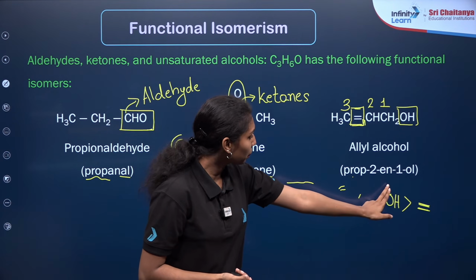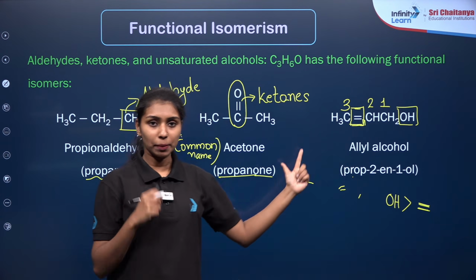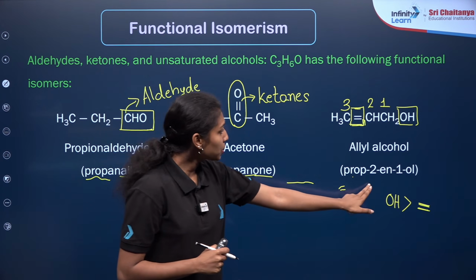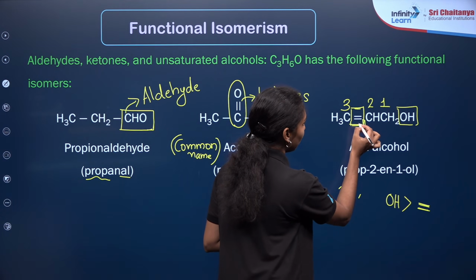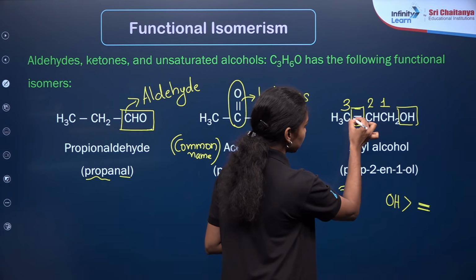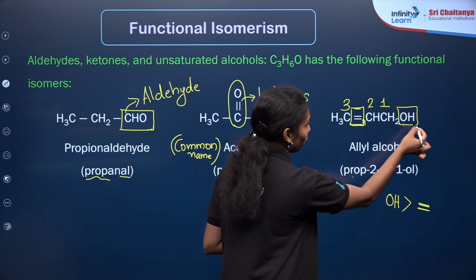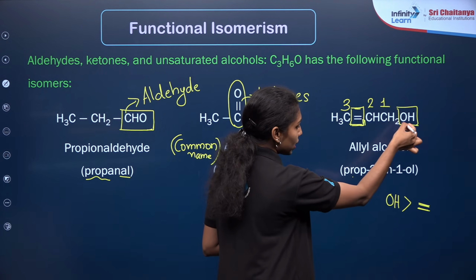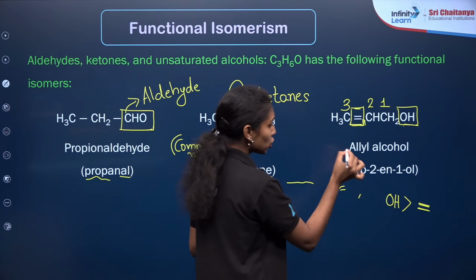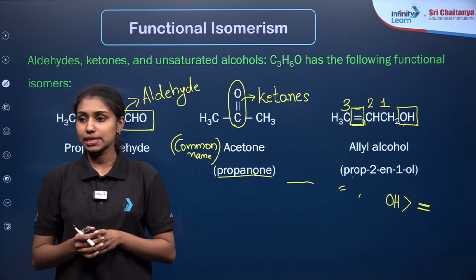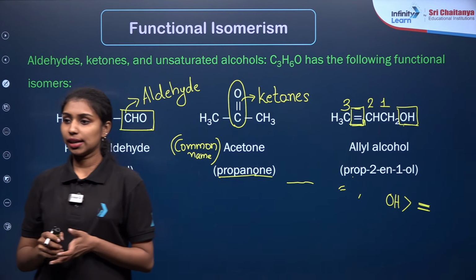That's why the name becomes like this. Prop stands for 3 carbon atoms, the longest chain here. And 2 stands for the position of the double bonded carbon atom, right? This is the second carbon atom, where the double bond is present. Then the last one, 1 stands for the position of the carbon atom containing the OH group. So prop-2-en-1-ol will be the IUPAC name of this compound. Is that clear?